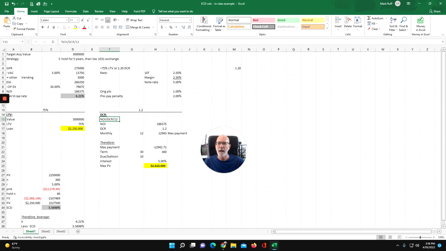So we know that the net operating income is $186,375. We know that the coverage is 1.2. That's in the fact pattern. We know that we divide that by 12. Therefore, the maximum payment allowable in this quoted scenario is $12,943 per month. What we're trying to do here is get to what is my maximum payment. Okay, we just did that, $12,943.